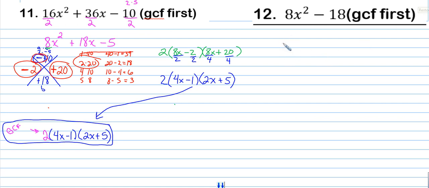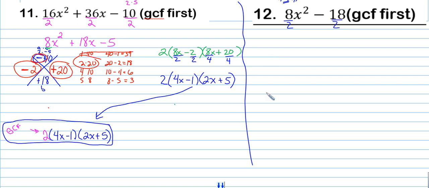Alright, so looking at question number 12, the first thing you want to do is always take out a GCF. Okay? Well, what goes into 8 and goes into 18? Well, 8 has 1, 2, 4, and 8 in it. 8 will not go into 18, so it's out. 4 doesn't go into 18, so that must mean just a 2 does. Okay? So we divide everything by 2.